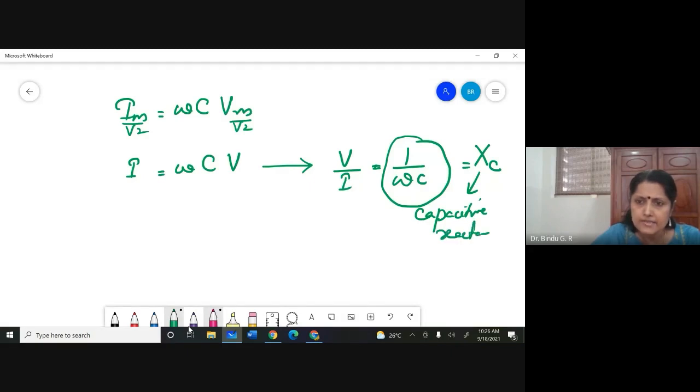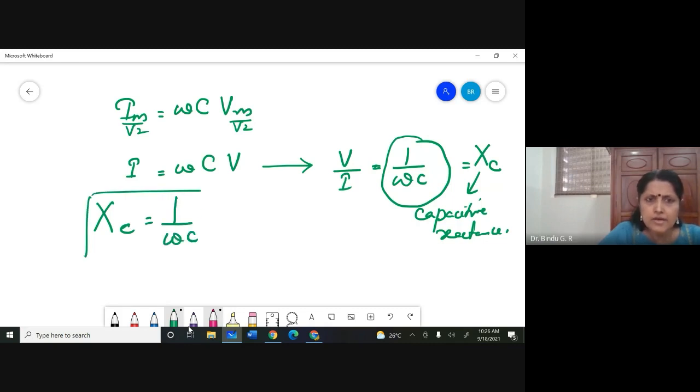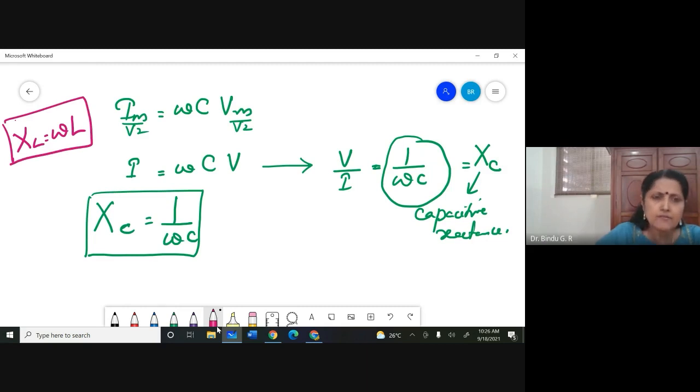Capacitive reactance, or Xc, is equal to 1 by omega C. Remember, on the other hand, XL was omega L itself. Remember, when it comes to Xc, it is 1 by omega C. Don't go wrong. This is called capacitive reactance. Now, one more portion and then this is over.